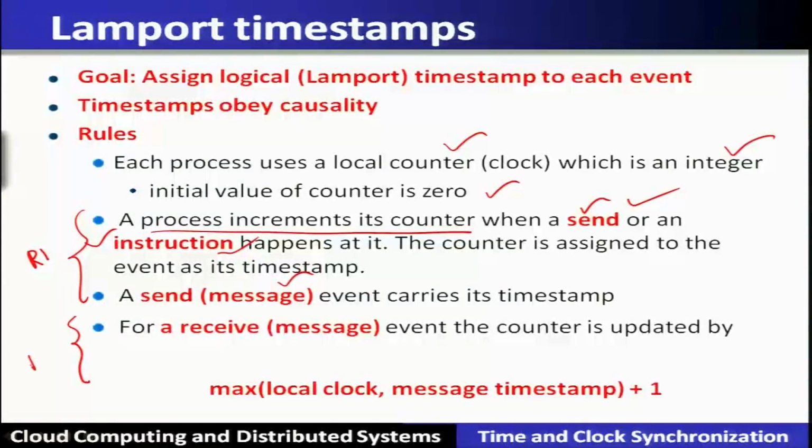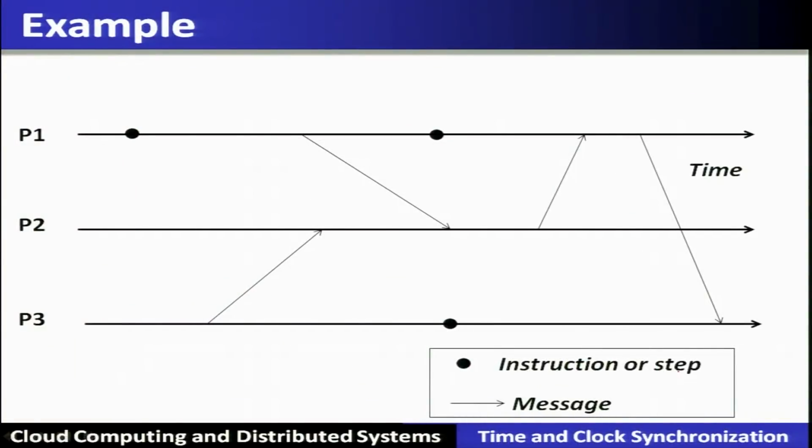Rule number 2 says that when a message is received, the receive event will update the counter in this form. First of all, the time stamp which is carried in the message and the local clock, the maximum of these two values will be taken and it will be incremented. That is rule number 2. This will provide the Lamport's time stamp. Let us see through an example.